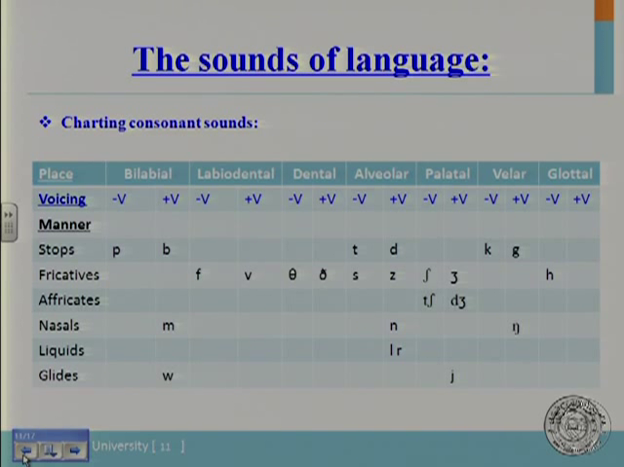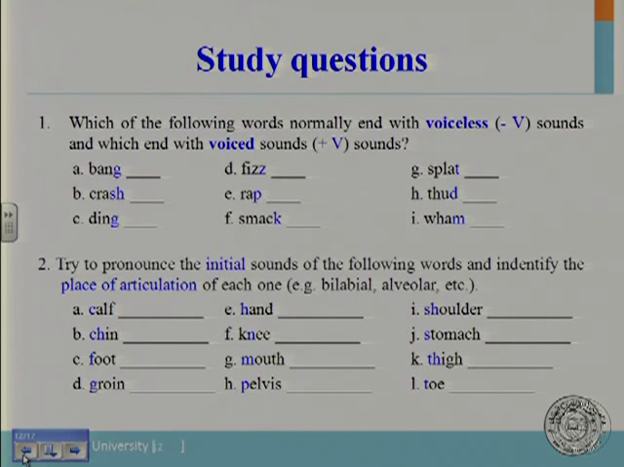So this chart is a summary for all the places of articulation, the manner of articulation of all consonants, and finally also the voicing. Whether this sound is voiceless, it has no vibration, or a voiced sound which makes a vibration. Here we have some questions. We will work together to try to find the solution for the following questions.